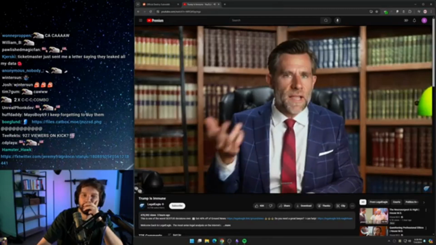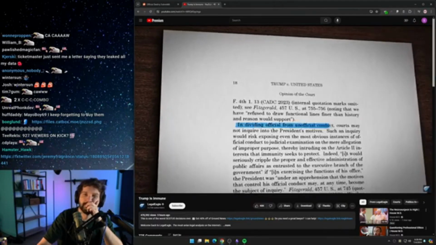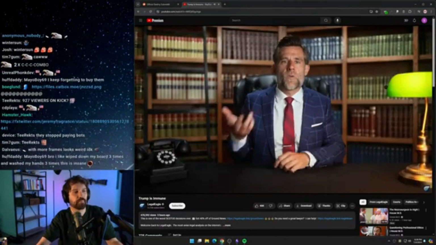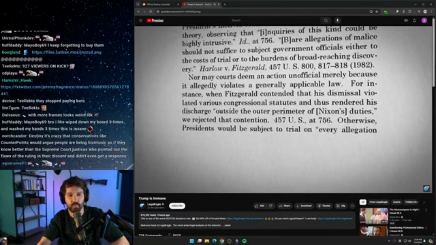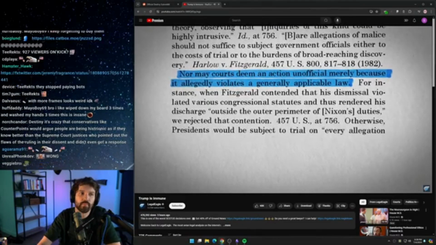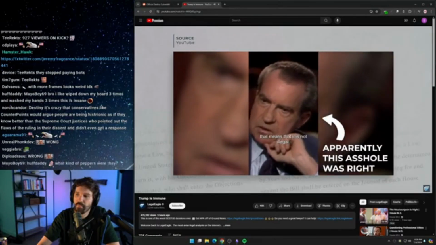But surely plotting to overturn an election result would be manifestly and palpably beyond the president's authority, right? Wrong. The Supreme Court said, quote, "in dividing official from unofficial conduct, courts may not inquire into the president's motives." According to Roberts, even asking the question would cripple the executive branch's ability to function. And it gets worse. According to Justice Roberts, quote, "nor may courts deem an action unofficial merely because it allegedly violates a generally applicable law." So if a president's action violates a law, that doesn't mean he can be prosecuted. Or when the president does it, that means that it is not illegal.